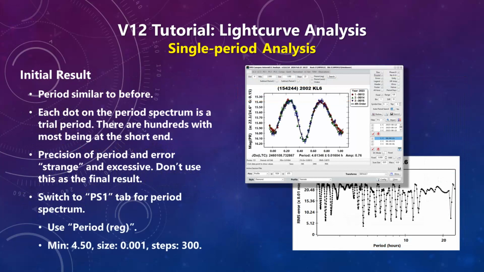To get a final result, return to the LC1 tab and redo the search, setting the type to period regular and centering the period range on the initial solution, making sure that you cover a large enough range of periods. In this case, start with 4.5, 0.001, and 300 steps. This will cover 4.50 to 4.80 hours.